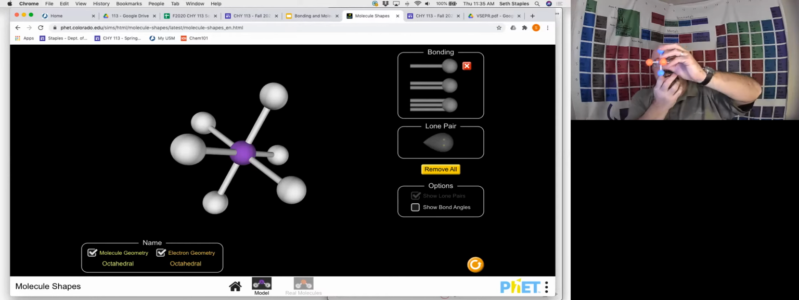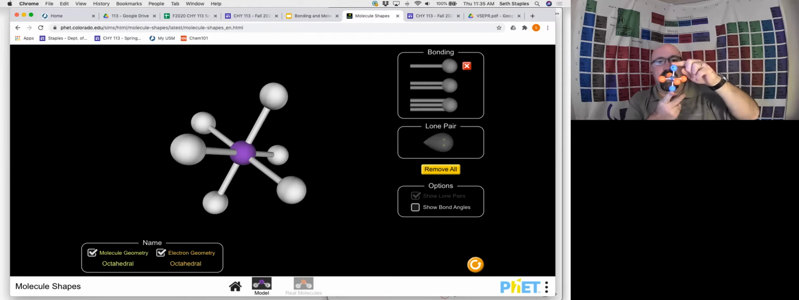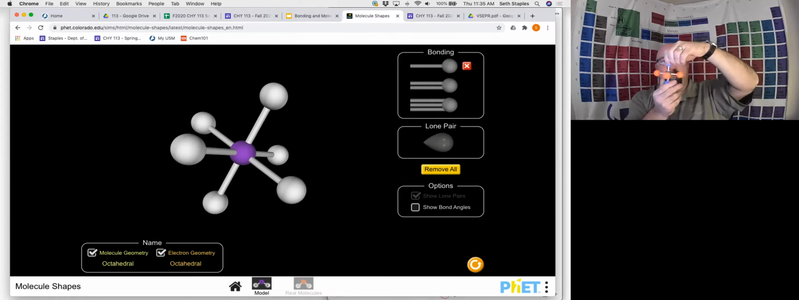Versus the blues here are what we call our axial positions. And again, thinking of this maybe as the Earth, those would be at the poles. So we're spinning around, we have our equatorial and our axial positions. Those are just some terminology to be aware of. And so here's our octahedral electron domain geometry.